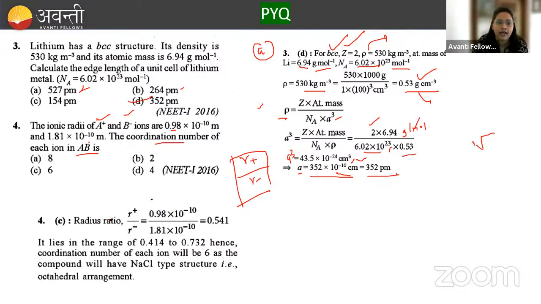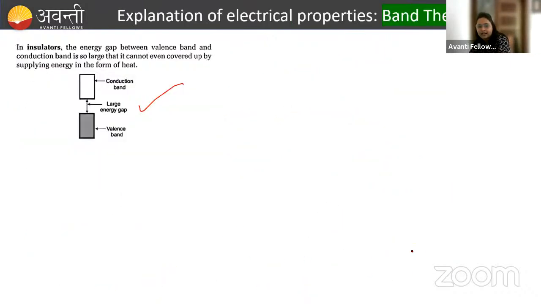So see here, radius ratio R plus by R minus. R plus दिया हुआ है, R minus दिया हुआ है, कितना आया? 0.54. So this is in the range of 0.414 to 0.732. Hence here coordination number of each ion will be 6, and the compound of such type is NaCl. Right? So यहाँ पे coordination number each ion का 6 होगा. ठीक है, आपको पता है ना, मैंने आपको चार्ट दिखाया था, याद आ रहा है?